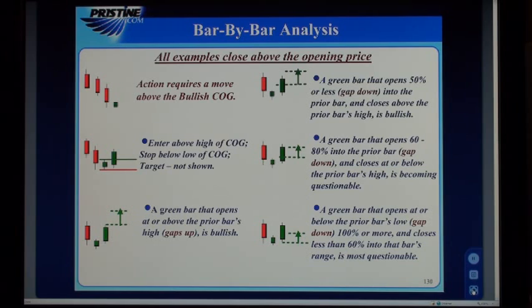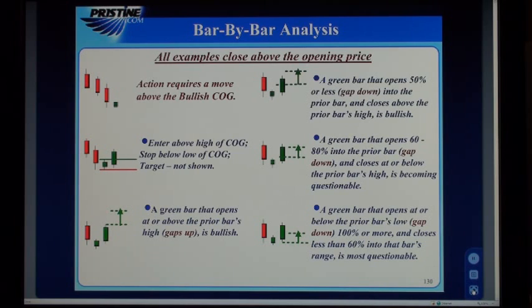On the lower left, we see the current bar opened at or above the prior bar's high. In other words, a slight gap up. It closed above its opening price. It closed above the prior bar's high. The pattern suggests that prices are going to move higher, and we have no reason to think otherwise.